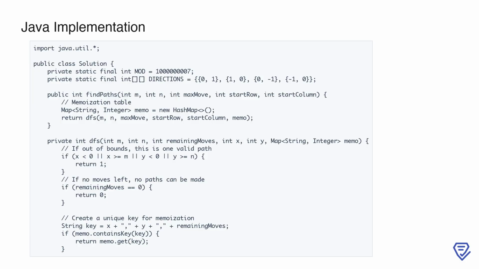Inside the DFS method, the first condition checks if the current position is out of bounds, indicating a valid path that leads out of the grid. If true, we return 1. The second condition ensures that if no moves remain, further exploration stops, and we return 0. To optimize performance, we create a unique key representing the current state based on the position and remaining moves, and check if this state has already been computed in the memoization table. If it exists, we simply return the stored result to save computation time.